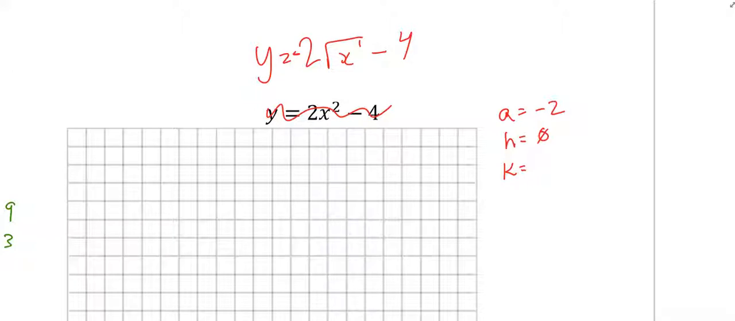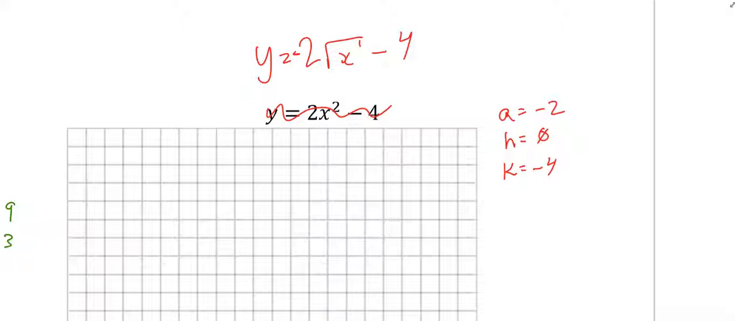Jessica, what do you think? K, what's K? So we got A is negative 2. H is 0 because there's nothing inside the square root. So what's K? You got it. So I'm shifting down 4. I'm not shifting left or right at all, but I have a reflection and I have a stretch.